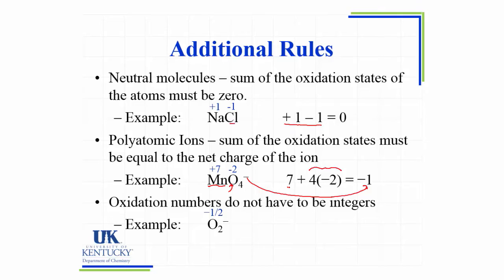Now, most of the time, our oxidation numbers are going to be integers or whole numbers. And this is actually an example we did look at in our chart of rules, because typically oxygen is a -2 oxidation number or a -1. On very rare occasions, we can have a fractional oxidation number, such as this one for O2-, which has an oxidation number of -1/2.